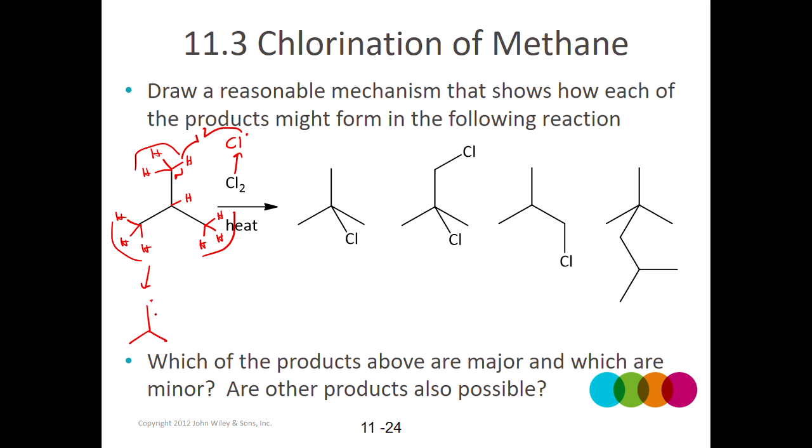But a primary free radical is not very stable compared to a tertiary. So the chlorine could also pick off the hydrogen from the tertiary position and leave an electron behind there. That would create a tertiary free radical. Statistically, there's 9 times more likelihood that the chlorine would go to the outside.